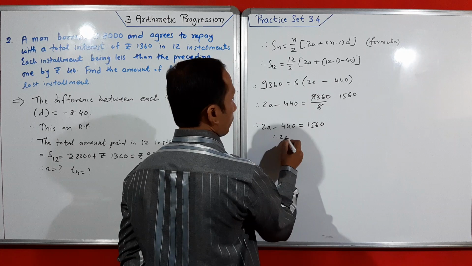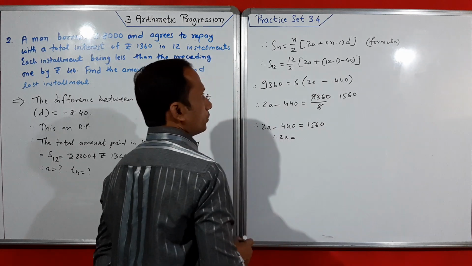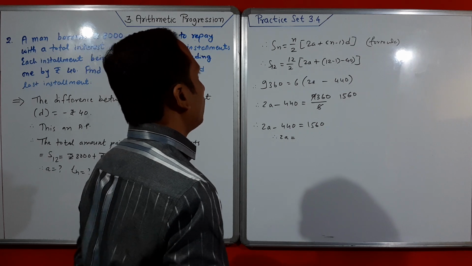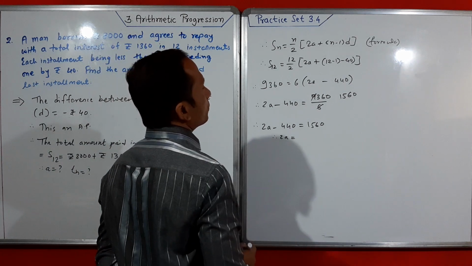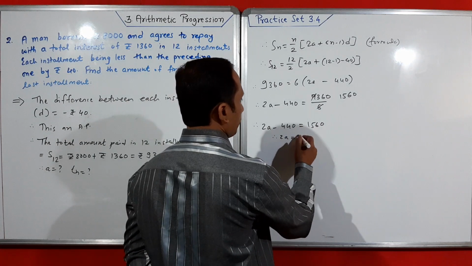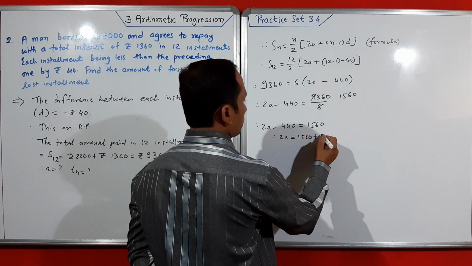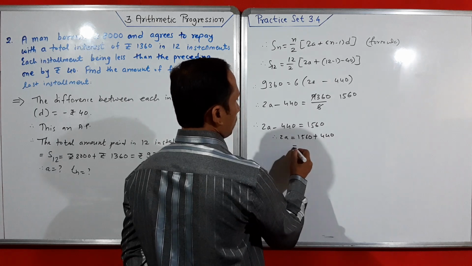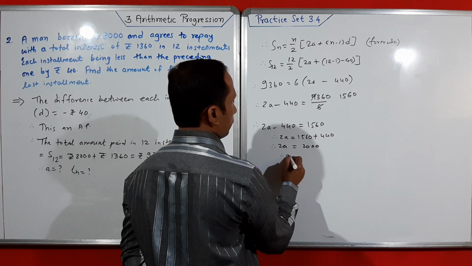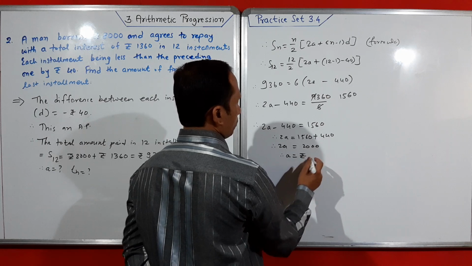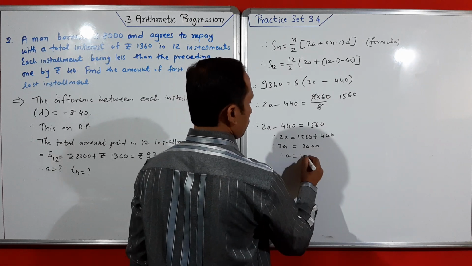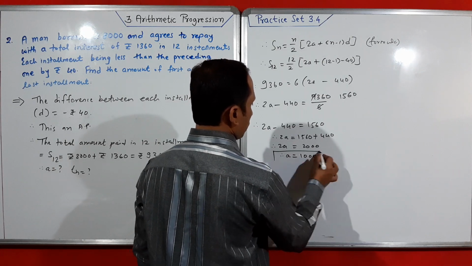Therefore 2A is equal to, is it correct? Minus 40, the difference is minus 40. Yes, this will be plus 1560 plus 440, so it is 2000. Therefore 2A is equal to 2000, so A is 1000. So this is the first installment.